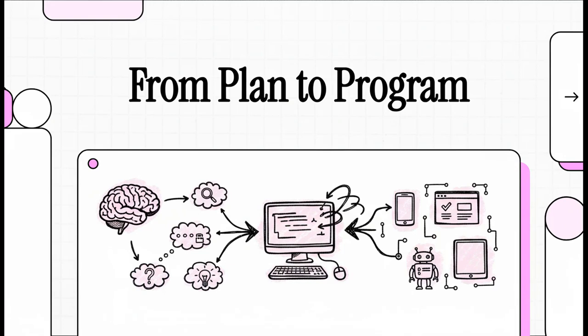Ever wonder how your phone just knows what to do when you tap an icon? Or how Netflix instantly plays the right movie? Well, it's not magic. Today, we're going to pull back the curtain and break down the secret logic that powers every single app you use.